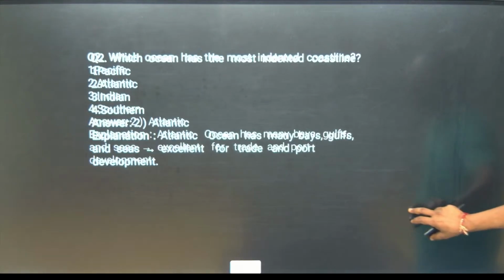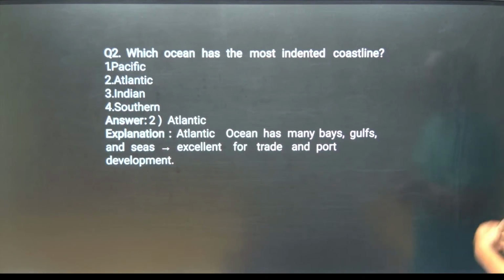Which ocean has the most indented coastline? Atlantic Ocean, guys. Atlantic Ocean has many bays, gulfs and seas, excellent for trade and port development. If we come to India, the east coast, the Bay of Bengal coast, has many trade ports. That is broad and indented.